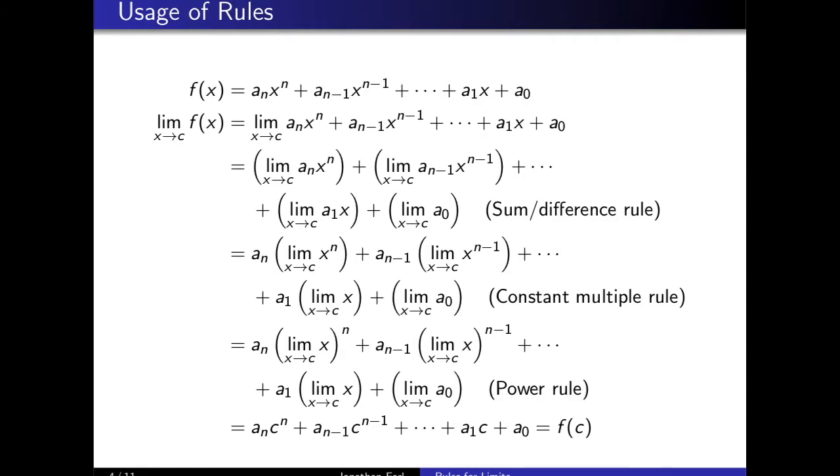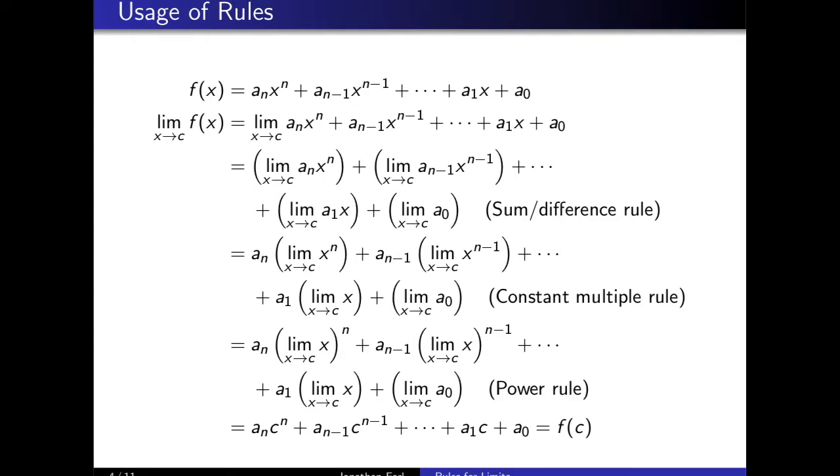Then for each of those limits, we can pull the constant out in front. So we would get a_n times the limit as x goes to c of x to the n, plus a_(n-1) times the limit as x goes to c of x to the n minus 1, and so on. Then the next thing that we can do is go and apply the power rule.